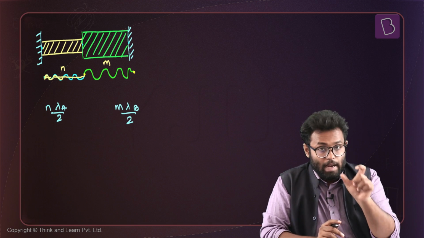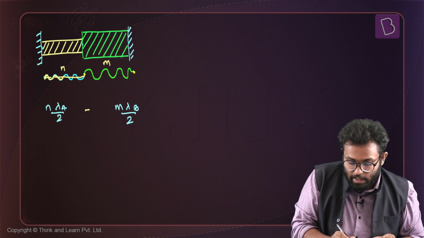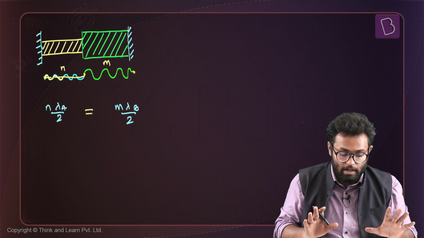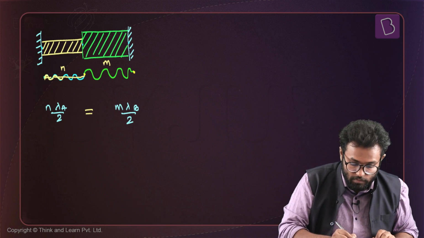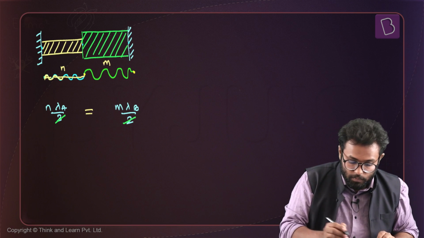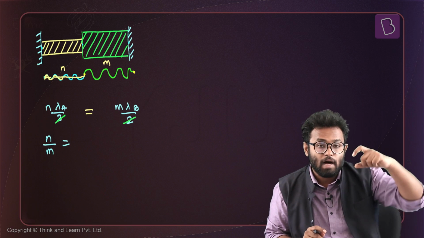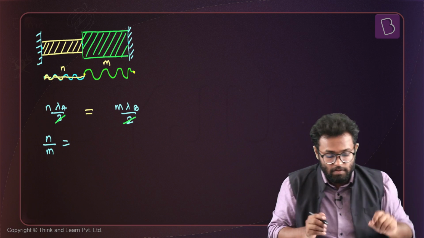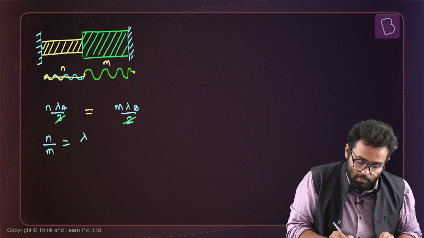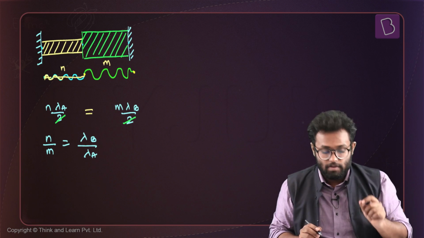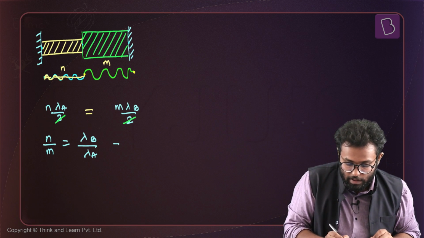And these are equal to its length, and length is given to be equal, so I can equate them simply. I can say that they are equal. Now what? Now get rid of this 2. So n by m, that is the ratio of the number of the half cycles that they have, is equal to lambda b by lambda a, the ratios of their wavelengths. Okay, now let's move ahead from here.